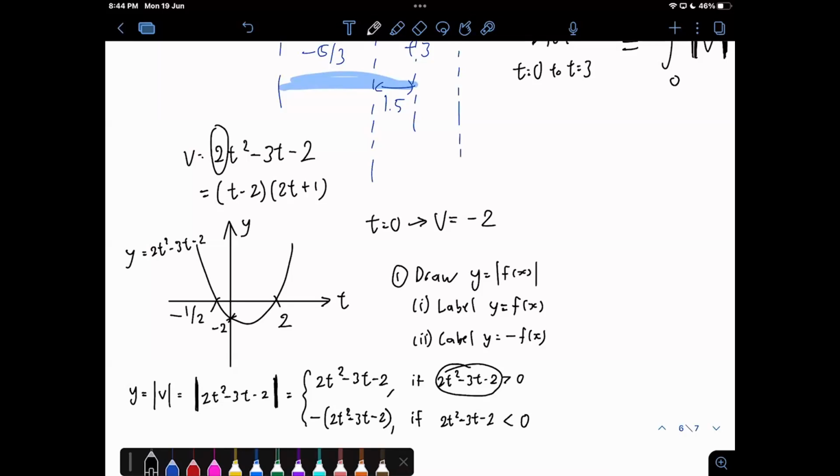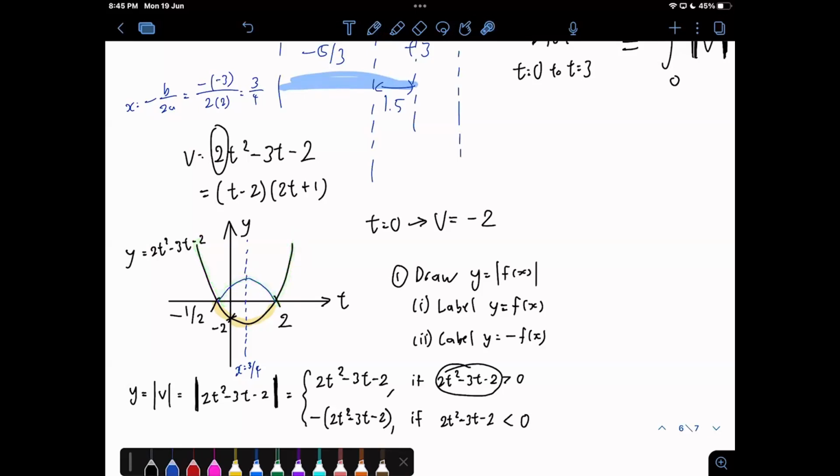So let's take a look at the graph now. Here, essentially, when you take modulus, it just means the parts which are below the x-axis, this part here, you have to reflect it on top. So it goes like this. Let me think, where's the line of symmetry? Negative b over 2a, so it's negative of b over 2 times a, which is positive 3 over 4. So it's probably somewhere here. Okay, line of symmetry. Then this new graph that I've just drawn is the modulus of v function.